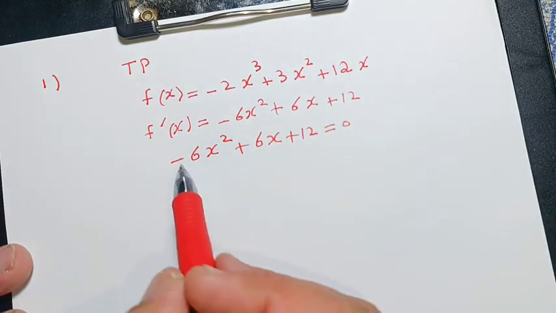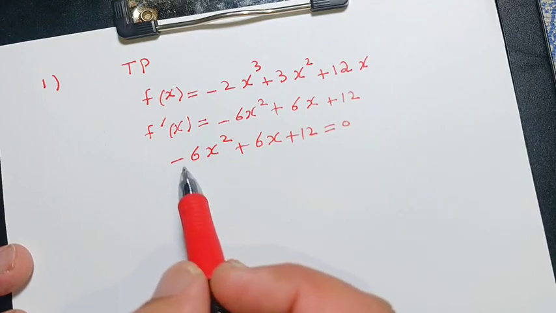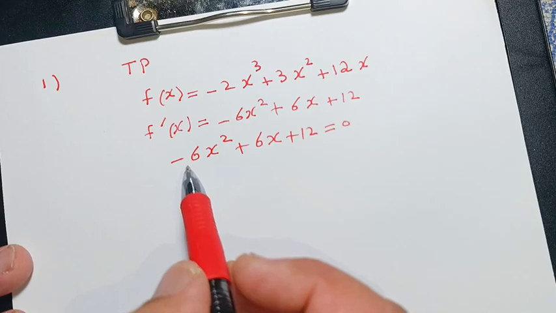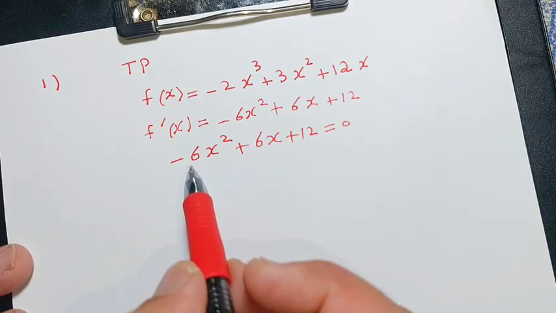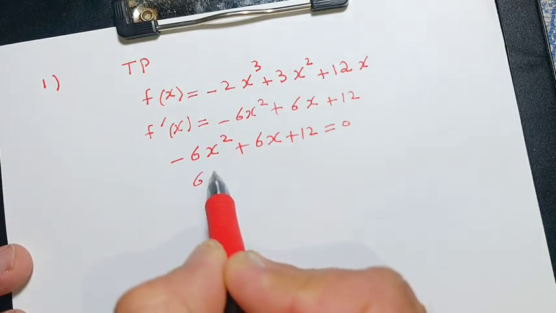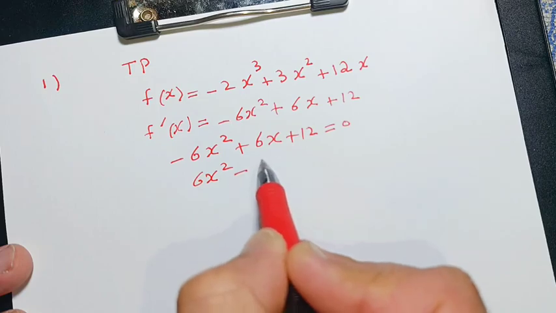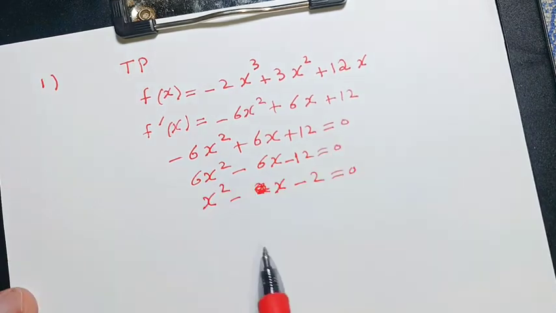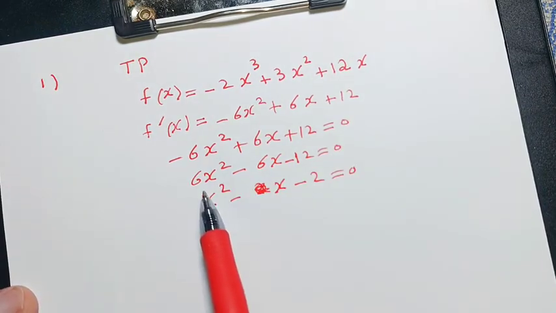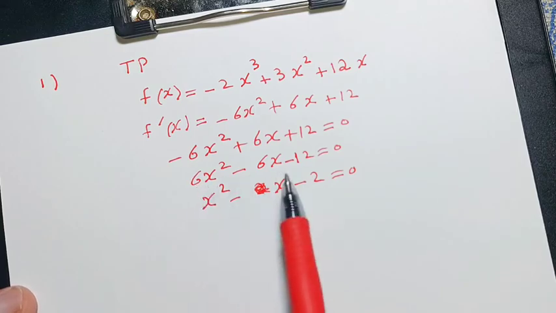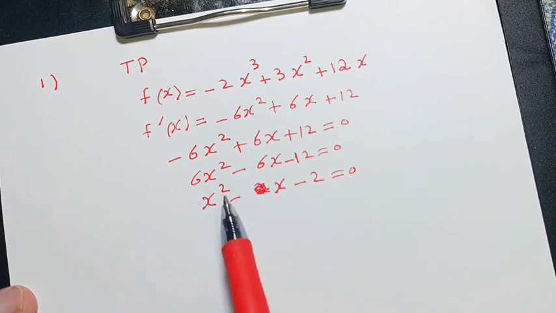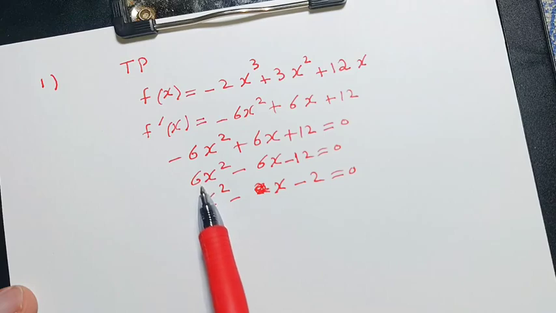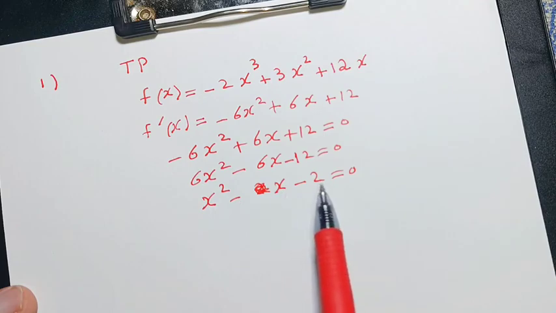Now the first derivative must be equal to 0. Solve for x. Whenever you see the leading coefficient is negative, you have to multiply through. So this is going to be 6x squared, the positive becomes a negative, 6x, minus 12 is equal to 0. Now I can see the leading coefficient is 6 and the whole trinomial can be divided by 6, so that's why we divide the whole trinomial by 6. The answer is x squared minus x minus 2 is equal to 0.